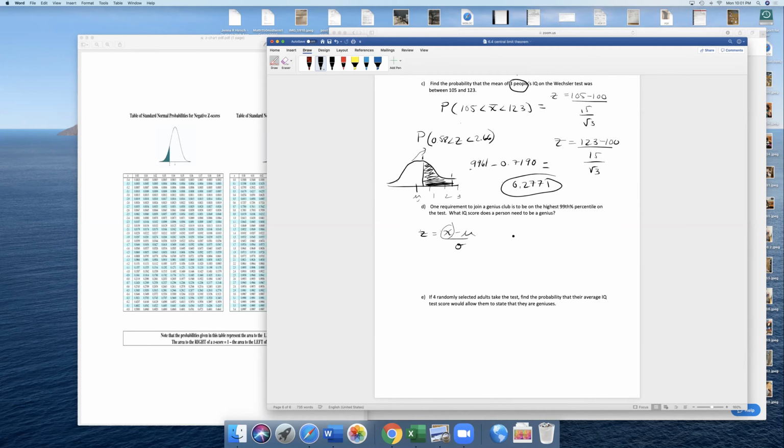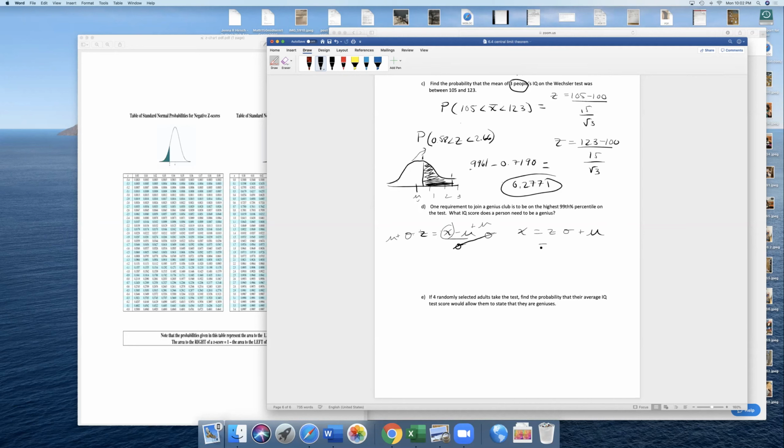And I don't know if you remember, we talked about this at the last lesson. So we have a formula for X itself. If we wanted to get X by itself, we would multiply both sides of this equation by sigma. We'll cancel them out. And then we would add mu to both sides of the equation. So that's plus mu. So X is equal to Z times sigma plus mu.